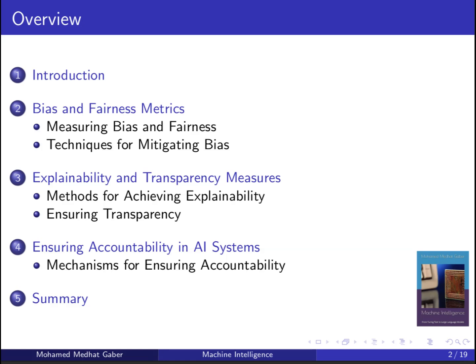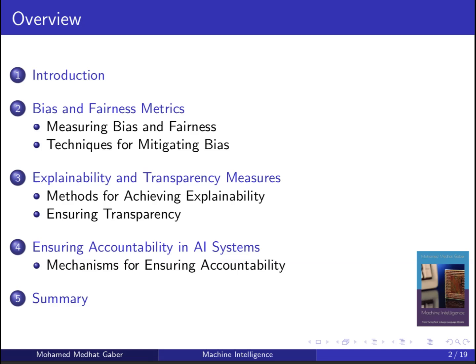Our journey continues with a focus on explainability and transparency measures. Here, we'll understand the importance of AI systems being interpretable and transparent to users and stakeholders. We'll explore various methods for achieving explainability, including both inherently interpretable models and post hoc explanation techniques like feature importance and saliency maps. Ensuring transparency is not just a technical challenge but also a pathway to building trust in AI systems. Lastly, we'll discuss ensuring accountability in AI systems.